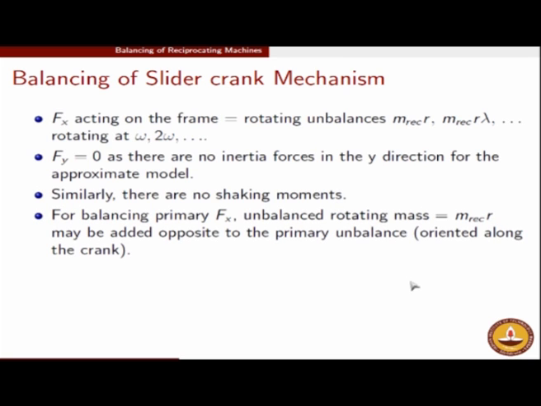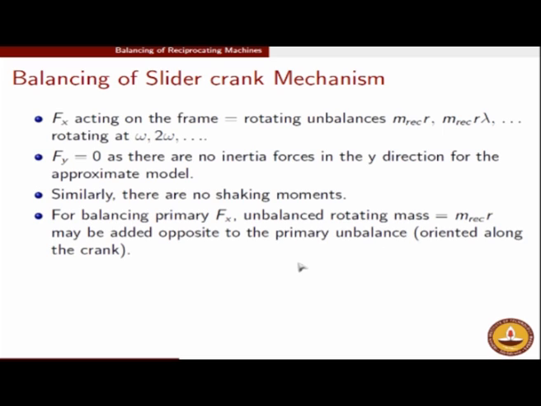So the question is, how do we balance this force? For balancing the primary, which is associated with the cos omega t type of term, the cos omega t term can be very easily balanced if we realize that it is a rotating unbalance. If it is a rotating unbalance of m_rec r, then if we add a counterbalance of the same magnitude m_rec r, we should be able to balance this situation. So if we add a counter mass of m_rec r oriented along the opposite direction of the primary unbalance, then we will be able to completely balance this situation.